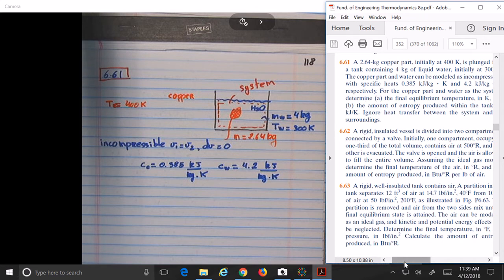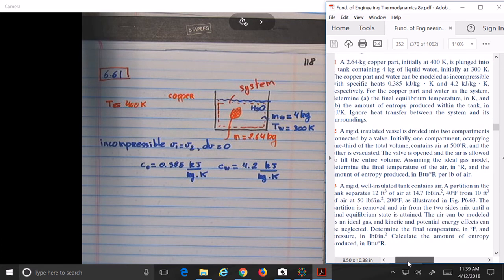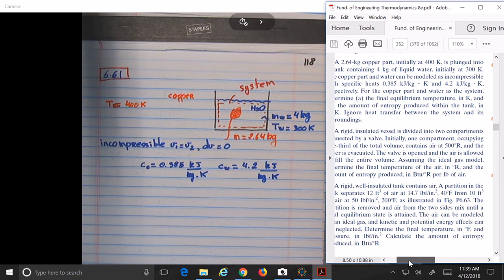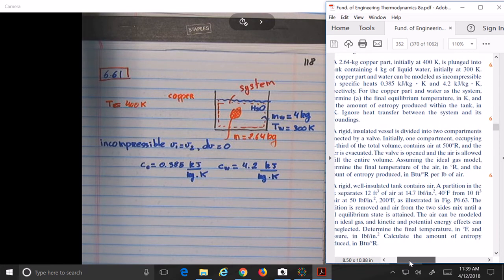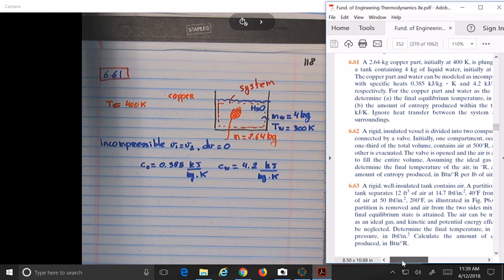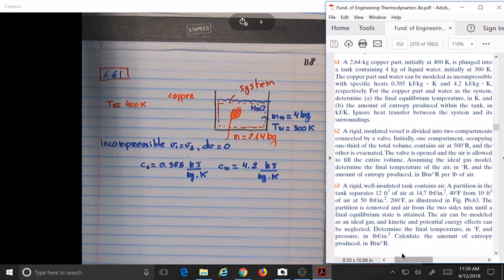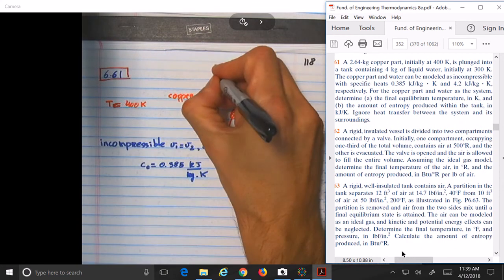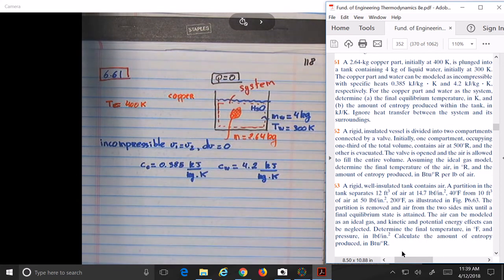So for the copper and the water as a system, determine the final equilibrium temperature in Kelvin and the amount of entropy produced within the tank in kilojoules per Kelvin. Ignore heat transfer between the system and its surroundings. Okay, so ignore heat transfer. What would that mean? Q equals 0, no? There is no change on the temperature.